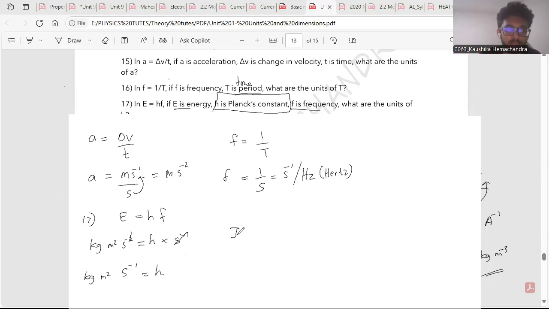So if you take joules for energy, joules equals h s to the power minus 1. S goes to the other side, you get per second becomes second. So joule second is the units of Planck's constant. Then the 18th one.